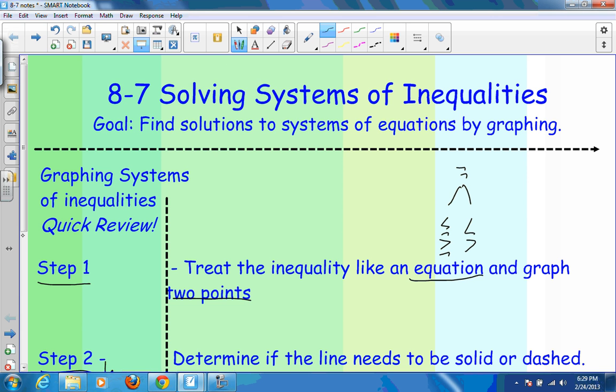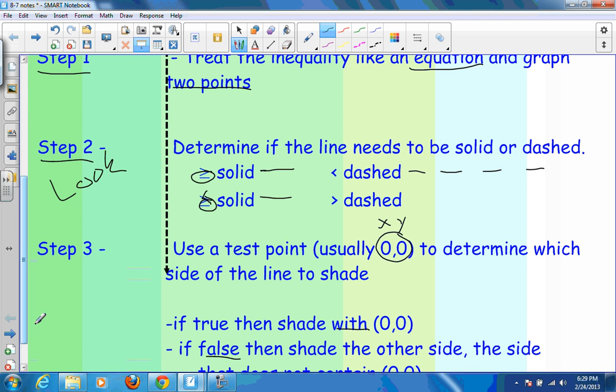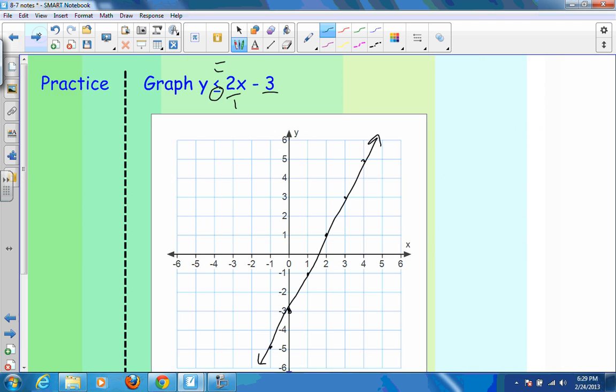And if we look back, step 3 says to use a test point 0, 0 and determine which side of the line to shade. Okay, well, where is 0, 0? 0, 0 is the origin, okay? And we are going to shade one side of the line or the other side of the line. And we need to test whether or not this is a solution. If we get a true statement for this test point, then we know it's this side to shade. If we do not, then we're going to shade the other side.